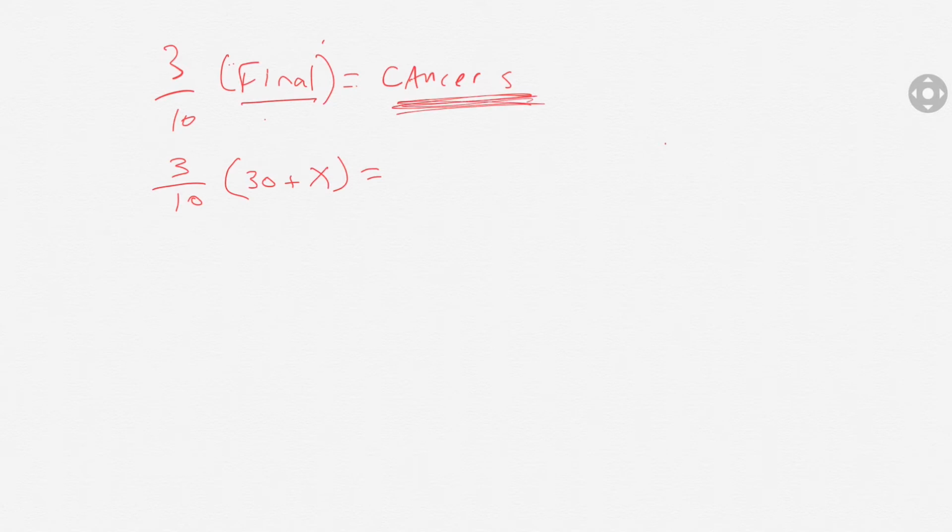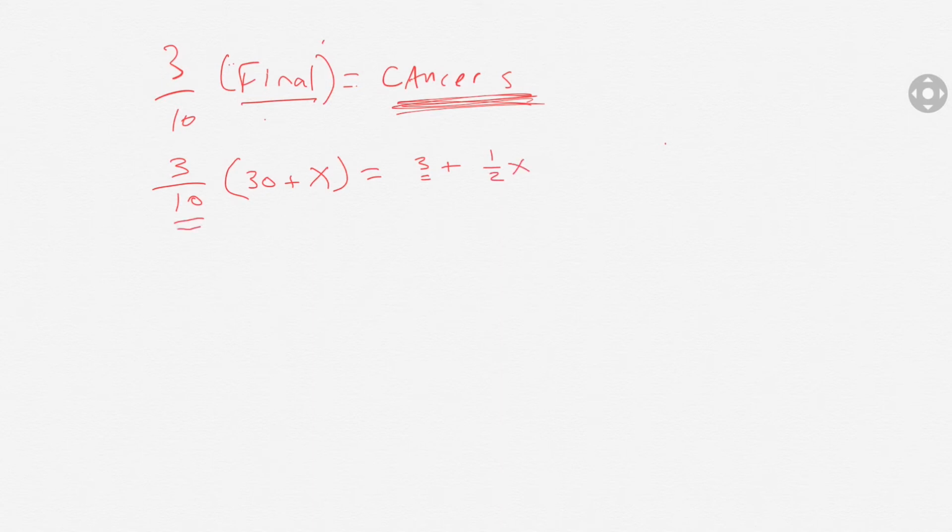We started with 3 out of the 30, right? So we started with 3, plus we'll be adding. We're going to add an X amount of students, and of them, 1/2 of them will be the Cancer signs.